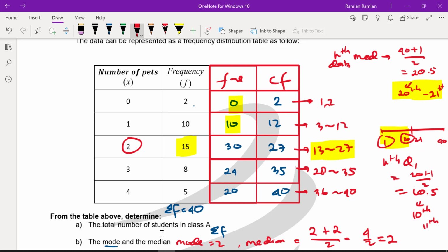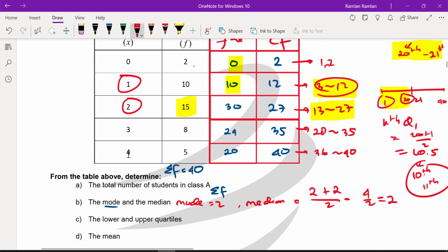So data number 10 and 11 are coincidentally on the same spot, which is over here, right? So this is data number 3 until data number 12. So data number 3, 4, 5, 6, 7, 8, 9, 10, 11, 12, right? It's over here. So we're looking for these two, and they are exactly the same. Coincidentally again, it's over here, meaning that the quartile 1 is this one over here. So that will be the lower quartile.